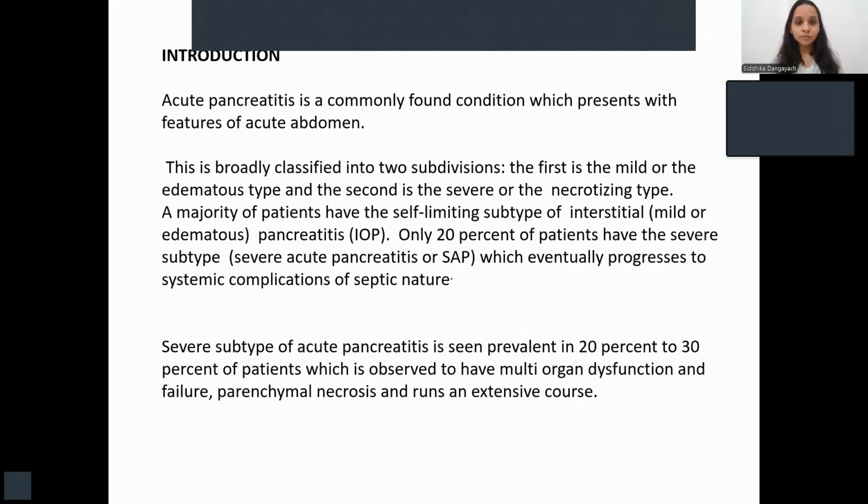Introduction. Acute pancreatitis is a commonly found condition which presents with a feature of acute abdomen. This is broadly classified into two subtypes. First is the mild edematous type, and the second is the severe or necrotizing type. A majority of patients have the self-limiting subtype of interstitial pancreatitis. Only 20% of the patients have the severe subtype, which eventually progresses to systemic complications of septic nature. The severe subtype of acute pancreatitis is seen in 20 to 30% of the patients, which is observed to have multi-organ dysfunction, failure, parenchymal necrosis, and runs an extensive course.